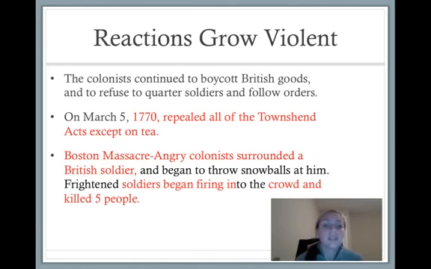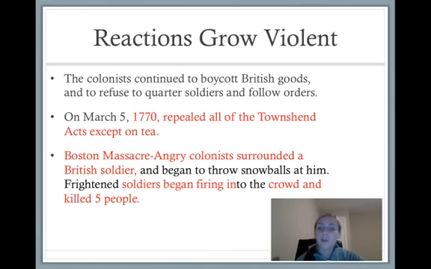On March 5th, 1770, the British repealed all of the Townshend Acts except for on tea. So they got many of them taken away, but tea was a very important part of the culture at this time. Right now, that may not seem like a big deal, but tea was a very valuable resource. It was also used all the time by the colonists. So what ended up happening is the colonists got very angry.